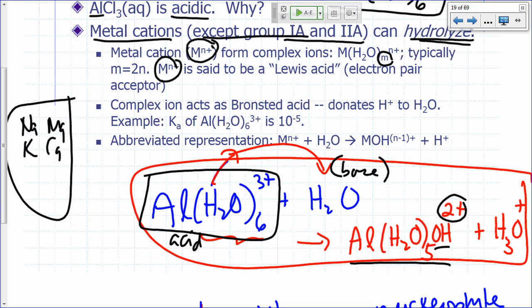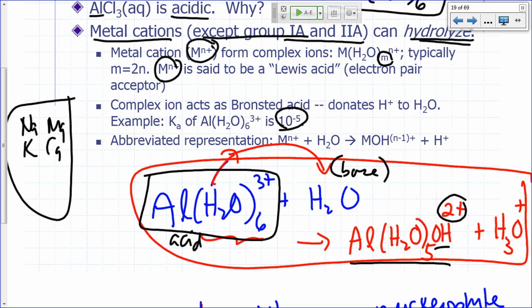The Ka for this, the Keq for this reaction, is called the Ka of this complex, and it's known to be around 10 to the negative 5. So it's significant enough to cause your solution to become slightly acidic. In comparison, acetic acid, vinegar, has a Ka of about 1 times 10 to the negative 5, so it's very comparable to vinegar.